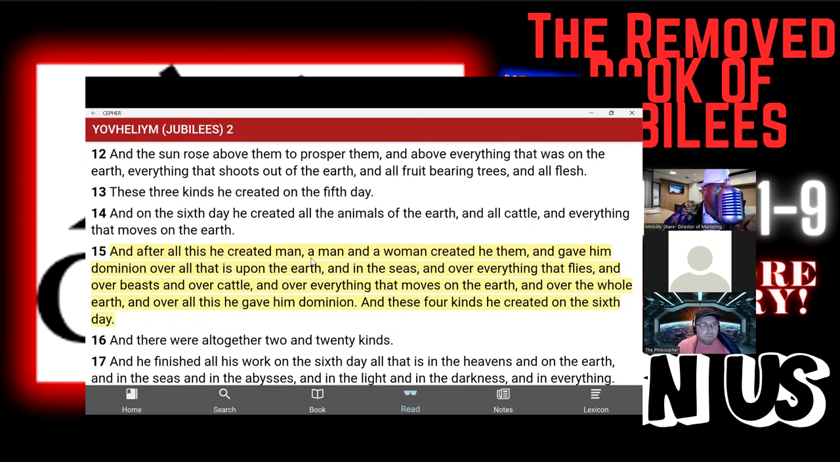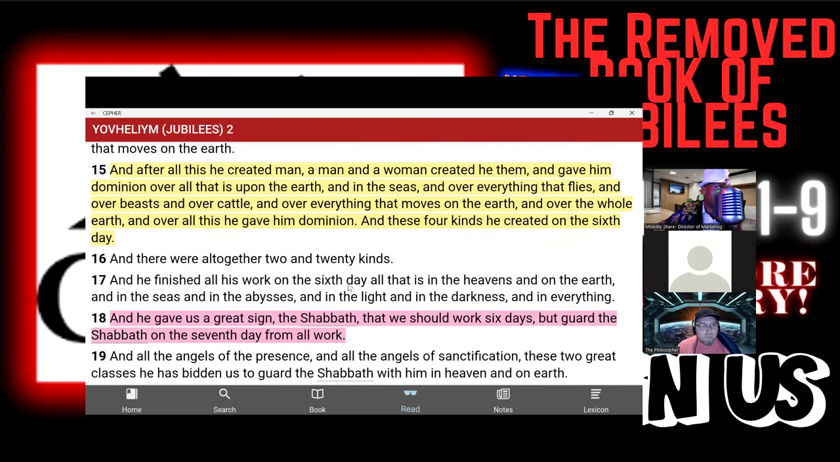And on the sixth day, he created all the animals of the earth and all cattle and everything that moves on the earth. And after all this, he created a man and a woman, created he them. He gave him dominion over all that is upon the earth and in the seas and over everything that flies and over beasts and over cattle and over everything that moves on the earth and over the whole earth, and over all this he gave him dominion. These four kinds he created on the sixth day. They were all together 220 kinds. I think that's important.